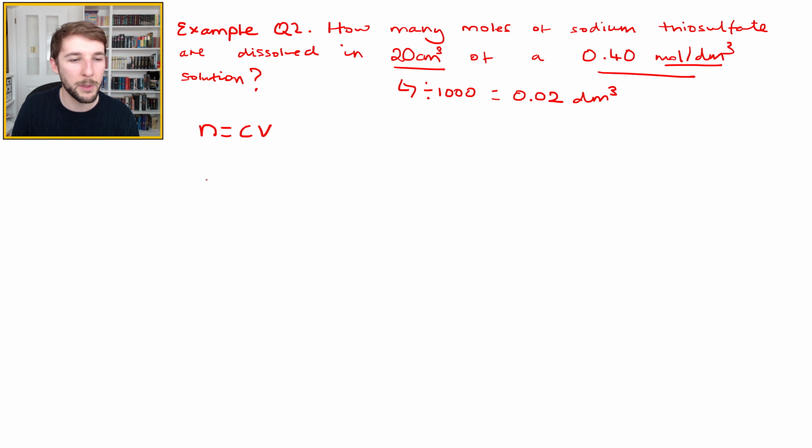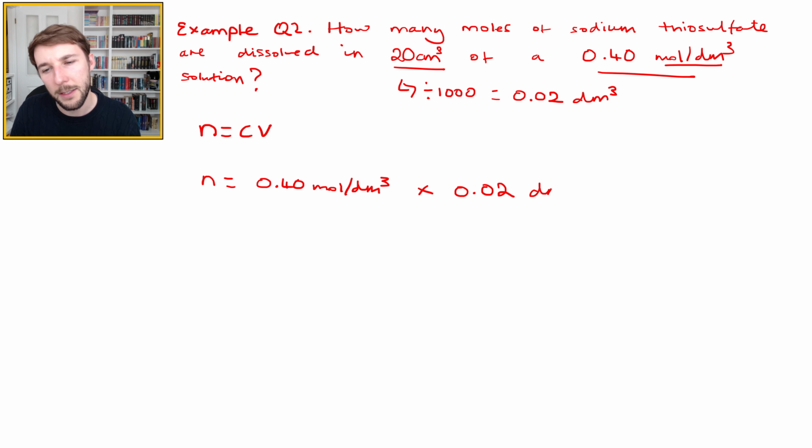So let's put our numbers in here then. n equals 0.4 moles per decimeter cubed multiplied by 0.02 decimeters cubed, and if I have calculated that correctly, you should get an answer of 0.008 moles. There we go. Okay then.